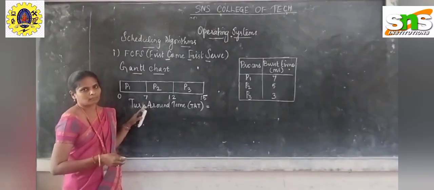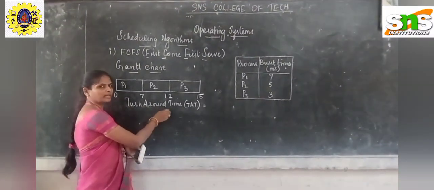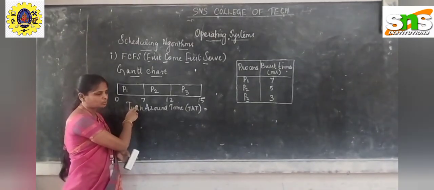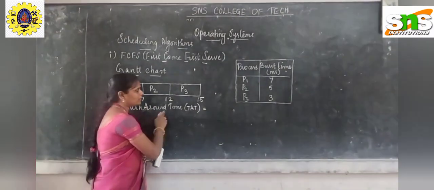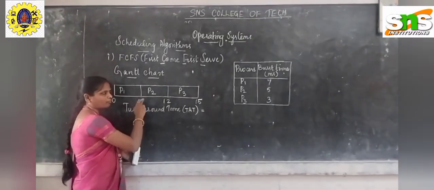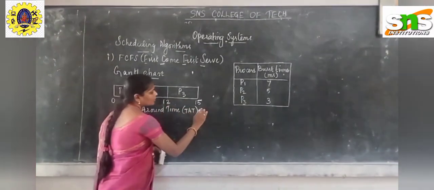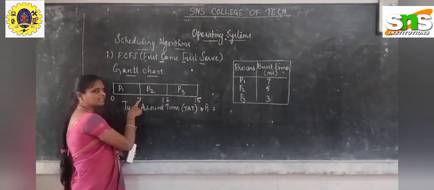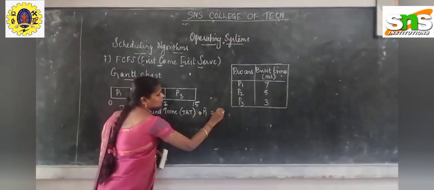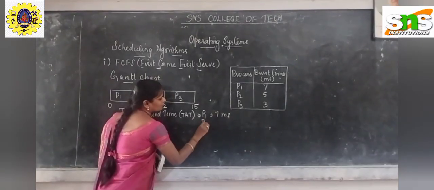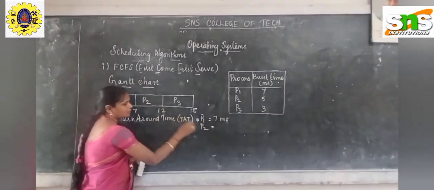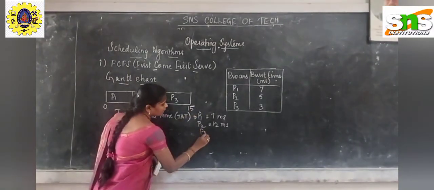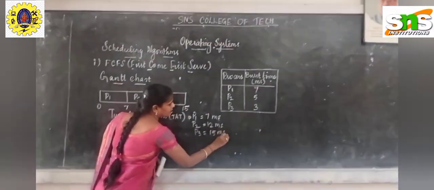Now we will compute the turnaround time. Turnaround time is the time taken for completion of the process after its execution. So the turnaround time is the time for completion of P1, P2 and P3. For P1, it took 7 milliseconds for completion. For P2, it took 12 milliseconds, and for P3 it is 15 milliseconds.